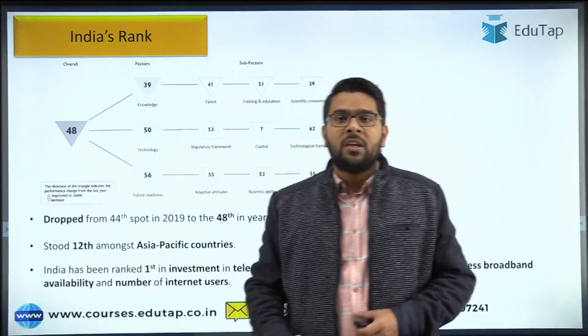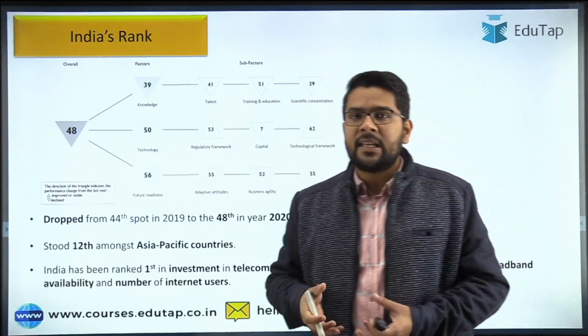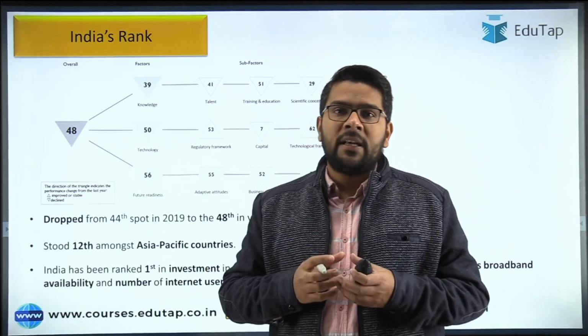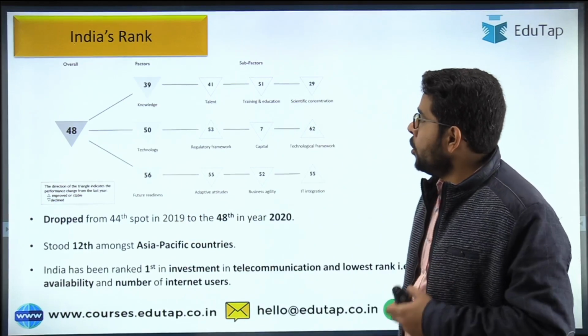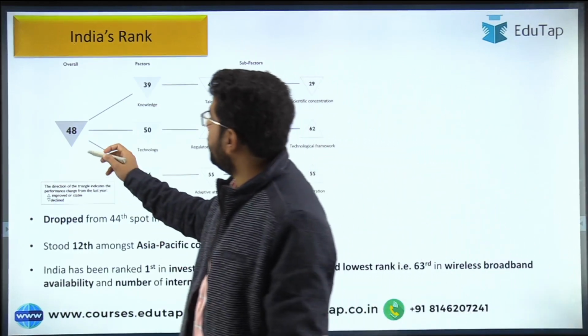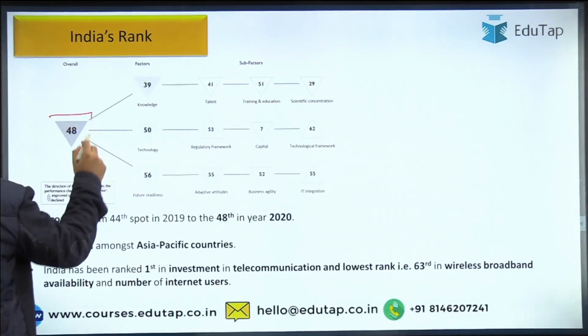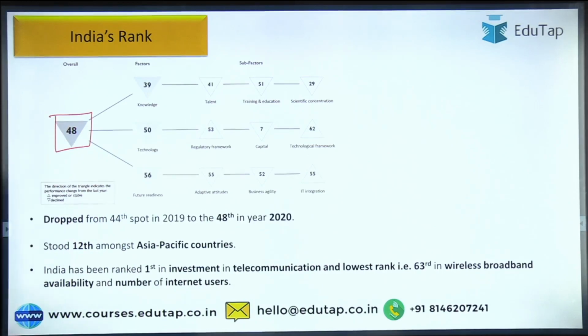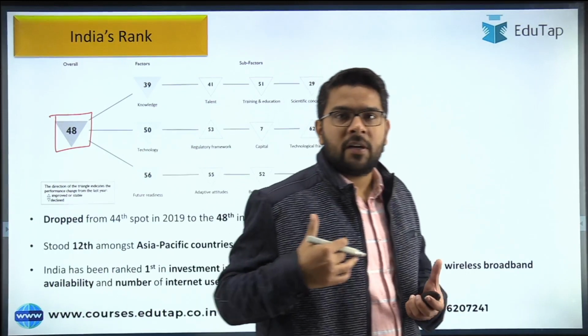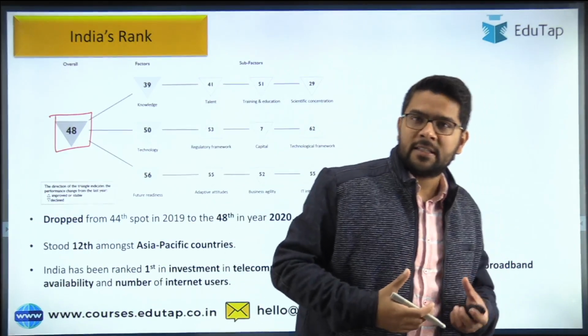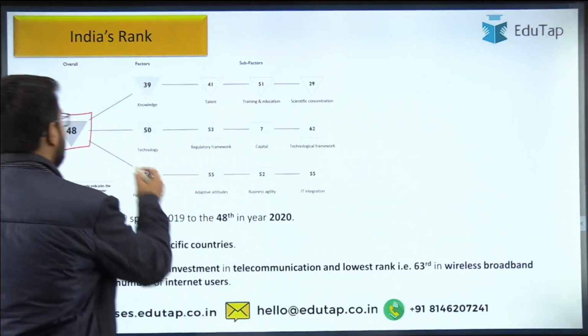So guys, that was about the global ranking. Now coming to the Indian scenario, what is the rank of India in this competitive readiness index. So guys, the rank of India is 48. So a question can be asked: what is the current rank of India in this IMD competitive readiness index? The answer is 48.